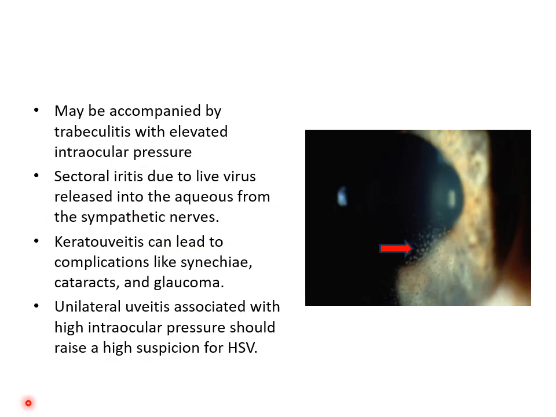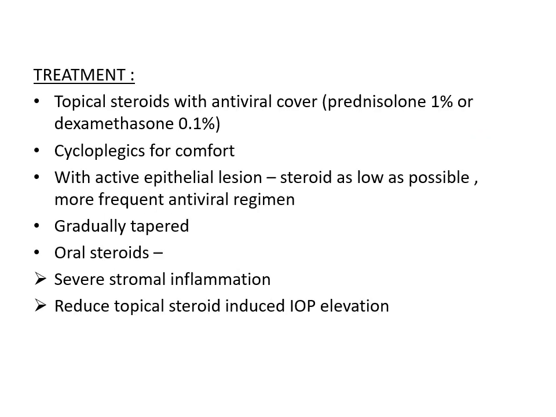Now, if there is an anterior uveitis, it can lead to complications, and these are the complications of any anterior uveitis. So unilateral uveitis associated with high intraocular pressure should raise a high suspicion of HSV. Why high intraocular pressure? Because of the coexisting trabeculitis. So that is very typical of herpes.